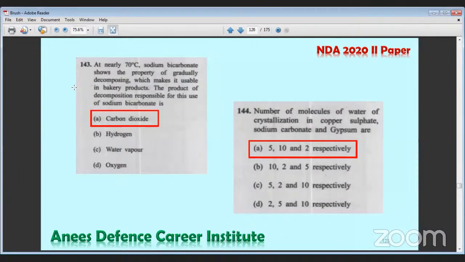Next question, please. At nearly 70 degrees Celsius, sodium bicarbonate shows the property of gradually decomposing, which makes it usable in bakery products. The product of decomposition is responsible for this use of sodium bicarbonate. बहुत घुमा फिरा के बोला गया है सवाल में. बेसिकली क्या बोल रहा है? Do you know बेकिंग सोडा होता है? सोडियम बाइकार्बोनेट क्या है? बेकिंग सोडा है ना.